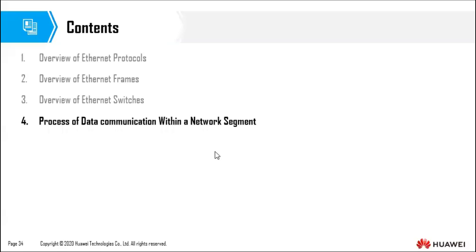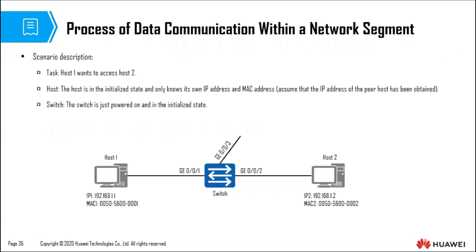Okay, so that is how the switch operates in order to be able to learn MAC addresses and in order to be able to forward unicast frames to the individuals rather than to everyone. So let's look at the process of data communication within a network segment. So the scenario here is host 1 wants to access host 2. So that is the task.